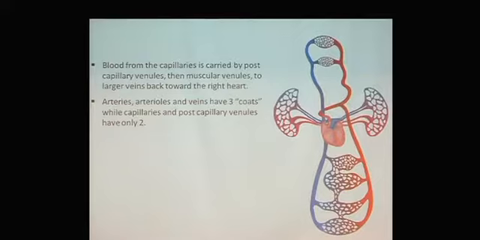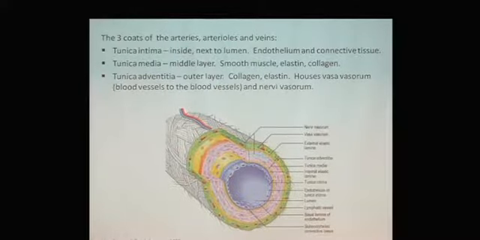And the structure of these vessels, they have some similarities, but then they have some significant differences. So each of the vessels, with the exclusion of the capillary, has 3 walls, or 3 coats, or 3 tunics. So we call them tunica: tunica intima, tunica media, tunica adventitia. So the tunica intima is the innermost lining, innermost layer or coat.